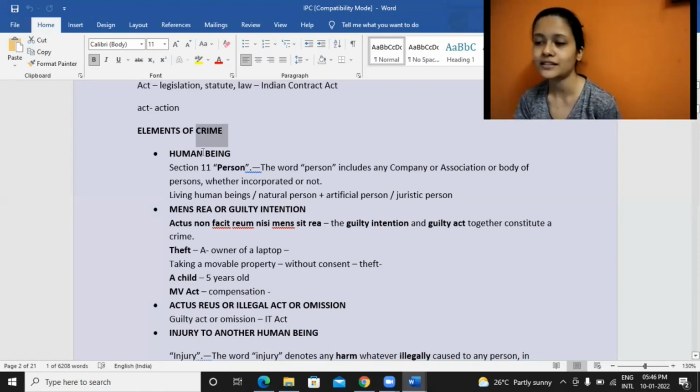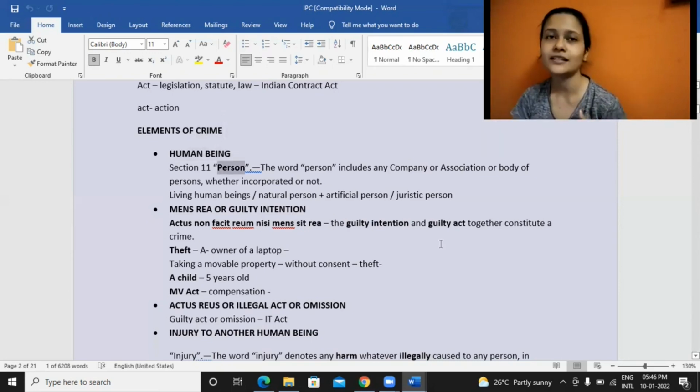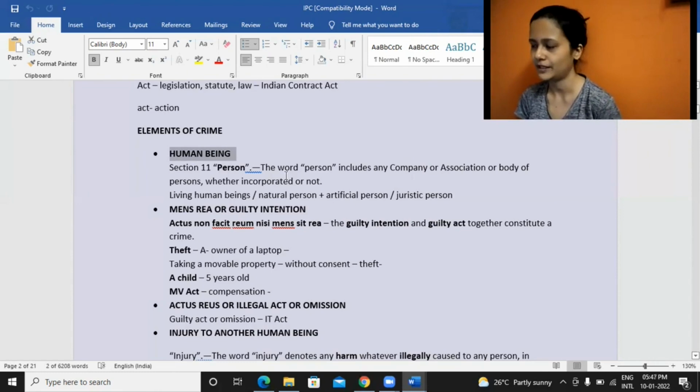That's why we are saying it has to be a human being, whether a natural human being like us, or an artificial or juristic person. We do not punish animals anymore, right? Rather, we would try to give them some training. Those work better. That's the first element.